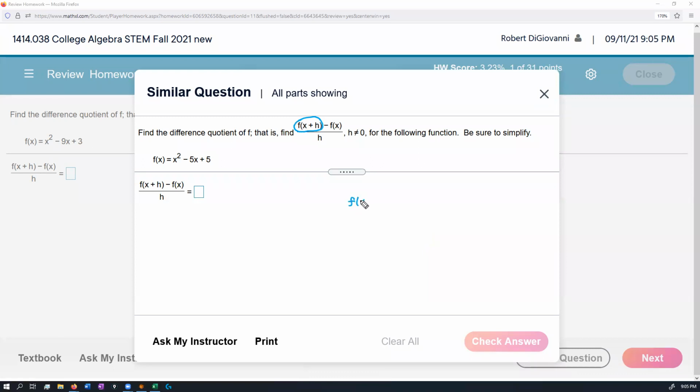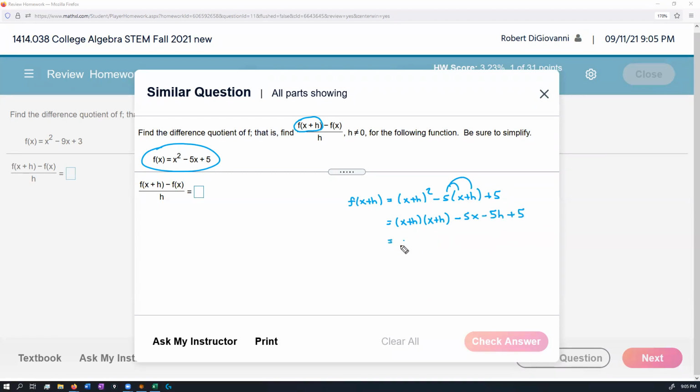What is f of x plus h? Well, that is this function with x plus h plugged in for x. So we get x plus h squared minus 5 times x plus h. Have to have that in parentheses, and plus 5. Now what we do is square x plus h. So we have to do x plus h times itself, which we will have to FOIL, and distribute the 5 through. So negative 5x minus 5h plus 5.